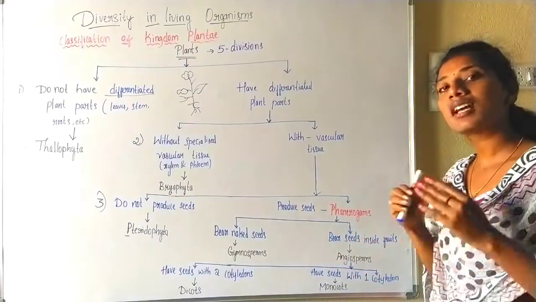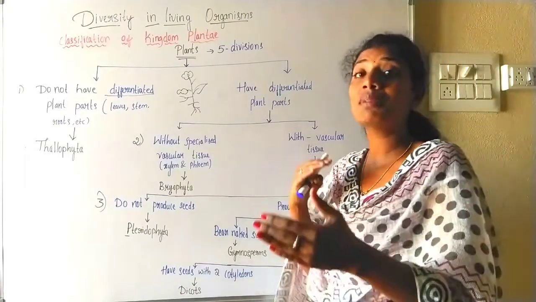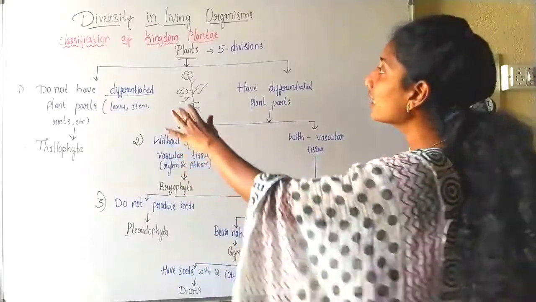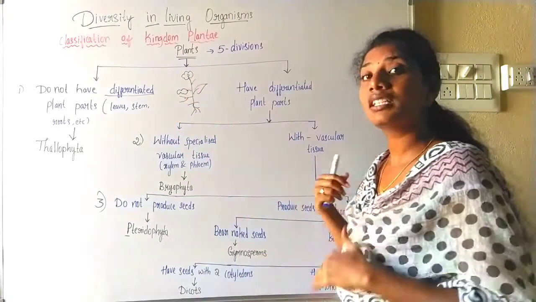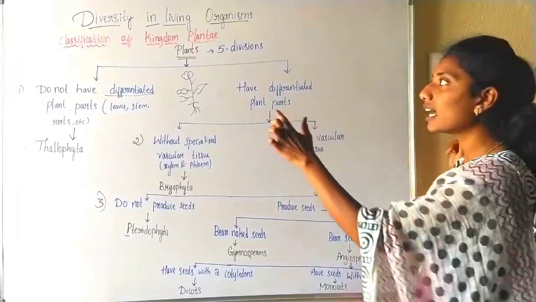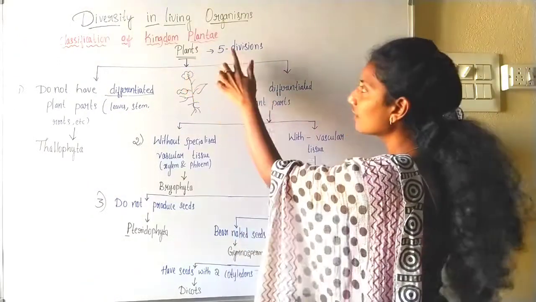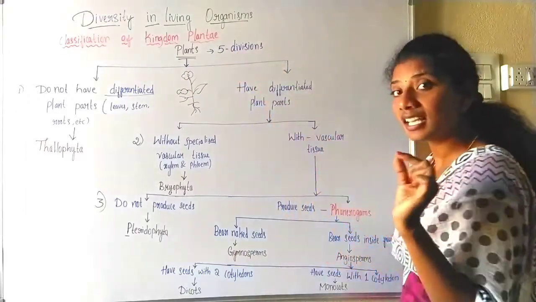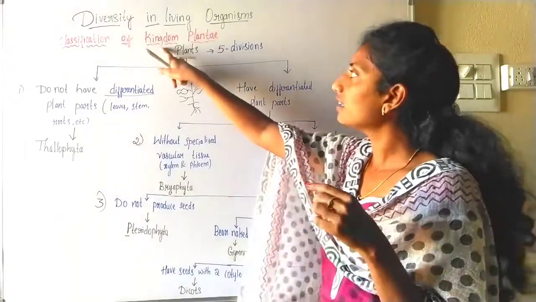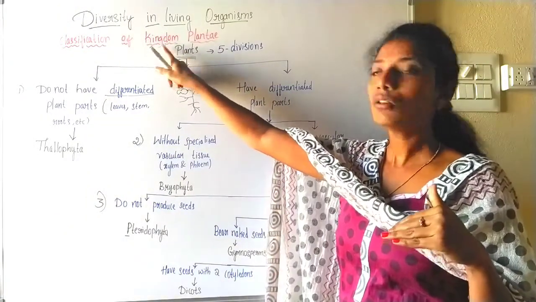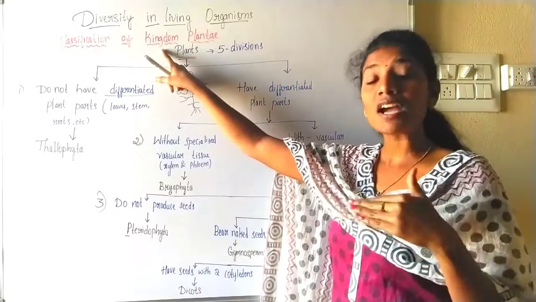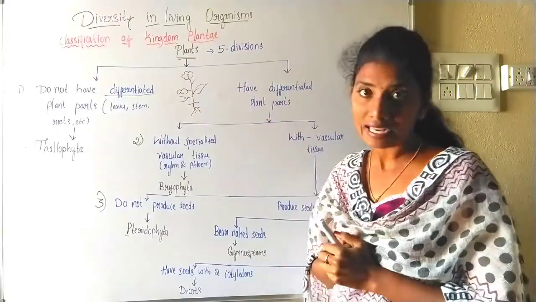Now it is time to understand how the kingdom Plantae is further divided. The kingdom Plantae is further divided into 5 divisions. Students, you need to remember that in the case of plants we say division, and in the case of animals it is a phylum. So the kingdom is divided into divisions in the case of plants, and into phyla in the case of animals.